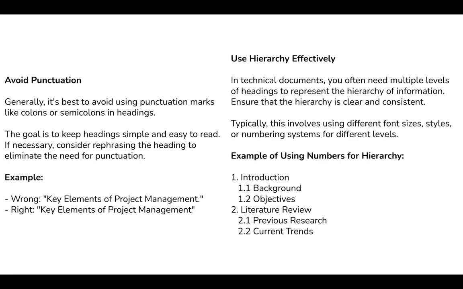An example of using numbers for hierarchy would be when you have subheadings under the introduction. You can just write 1.1, 1.2. So the reader can know that, okay, under the introduction, we're still talking about the introduction. We've now moved on to something else, right?